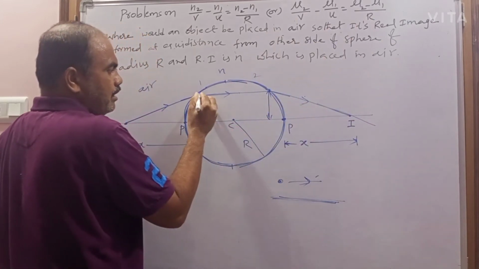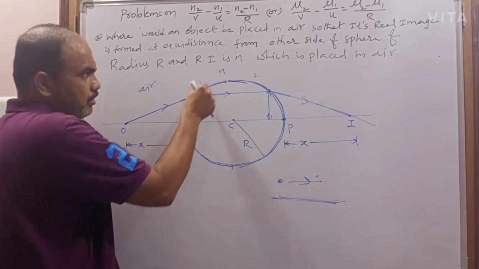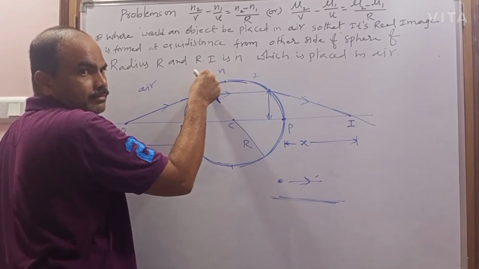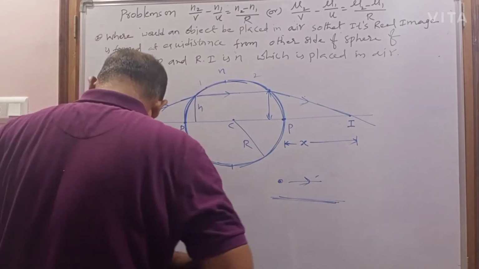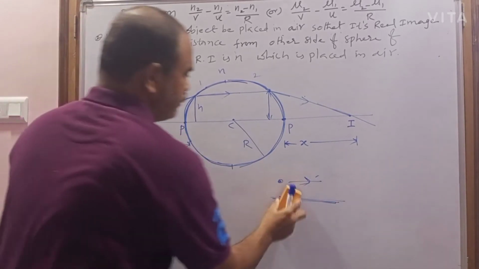If you calculate this x by applying this formula only at the first curved surface, then only we get the x. So now coming to the problem. What is given in the problem?